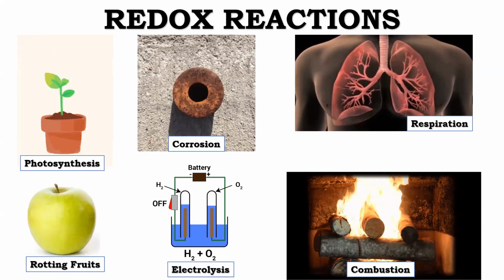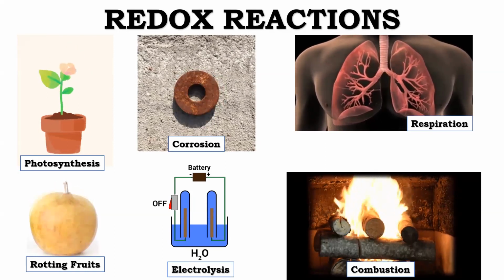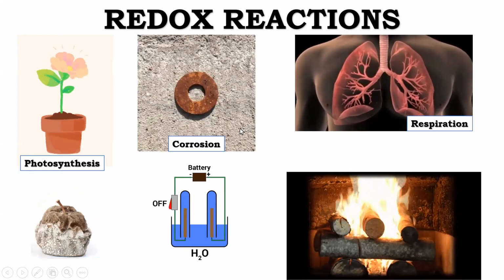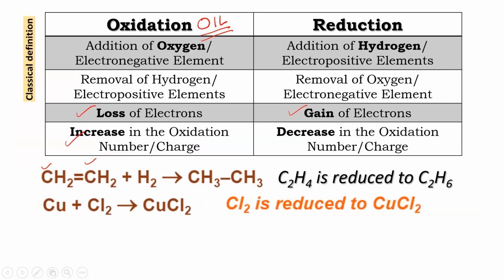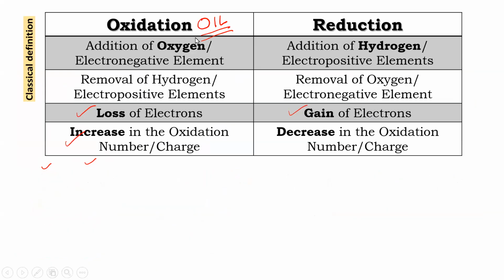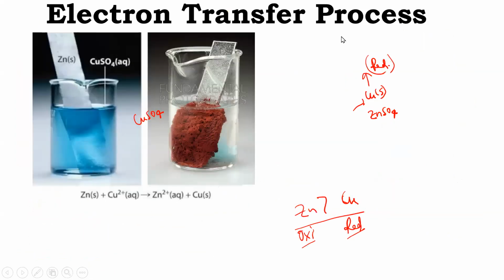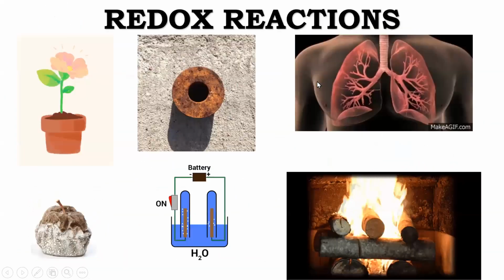So please be wary of all these examples, remember them properly, identify the differences between reduction and oxidation, and keep them in your mind. Again, oxidation is nothing but addition of oxygen, removal of hydrogen, loss of electrons, and increase in the oxidation number. So I hope you keep all the points in your mind and do well in your examinations.